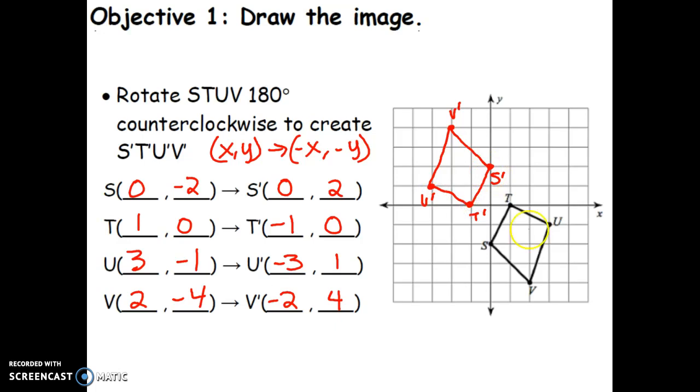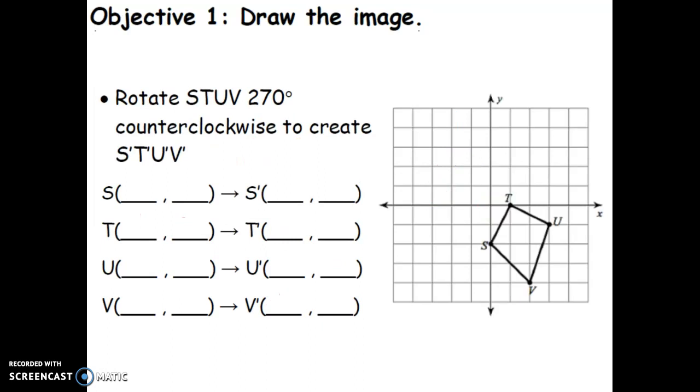All right, so we have now rotated this pre-image 180 degrees counterclockwise. And finally, we will now rotate 270 degrees counterclockwise. Again, this is the same pre-image, so let me go ahead and rewrite those pre-image ordered pairs. Okay, so the function for a 270 degree rotation counterclockwise is (y, negative x). So that means we are going to change the sign of x, and then we will swap x and y.